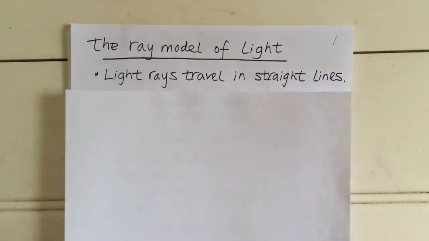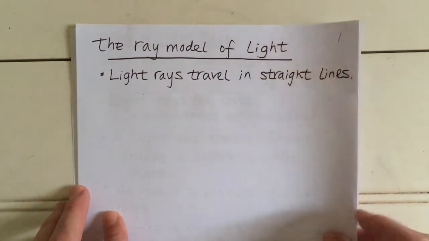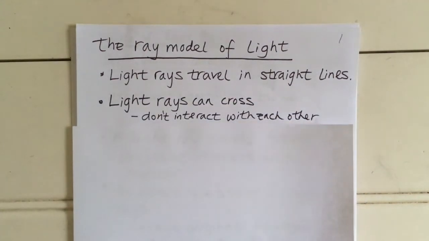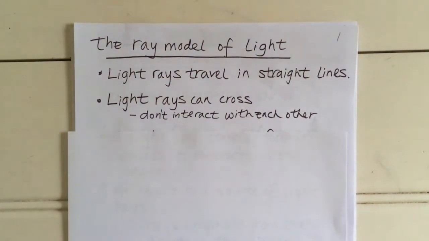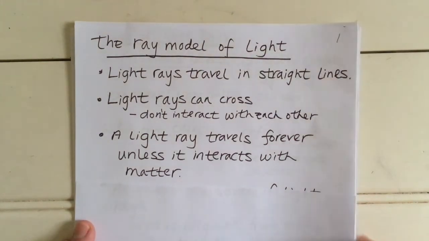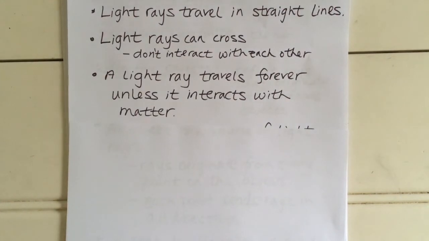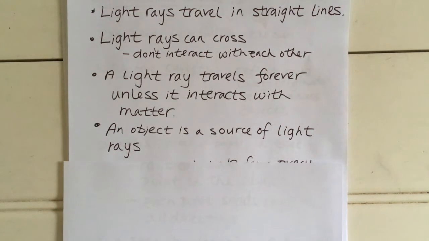All right, so to begin with, the ray model of light. We're going to have a few things to write down here. Light rays travel in straight lines. There's the first one, so you can go ahead and jot these down. Light rays can cross each other and they don't interact with each other. A light ray travels forever unless it interacts with matter. An object is a source of light rays.